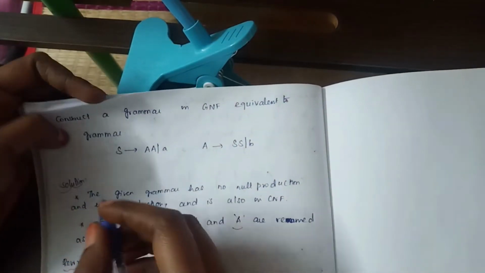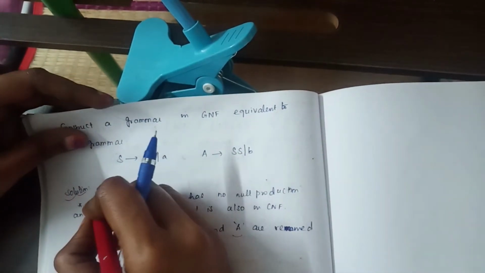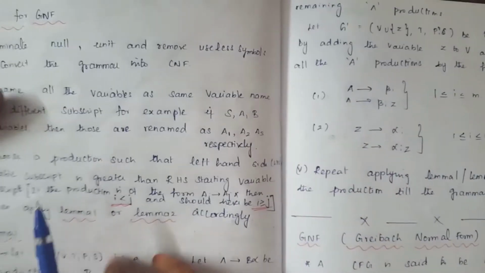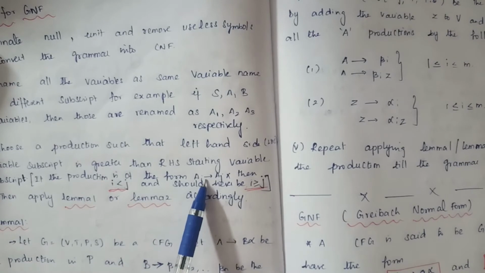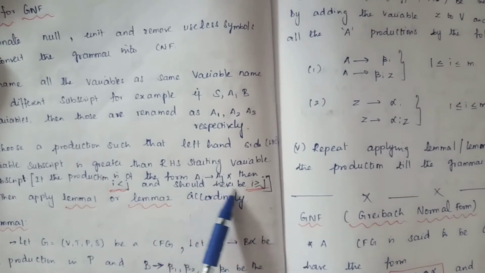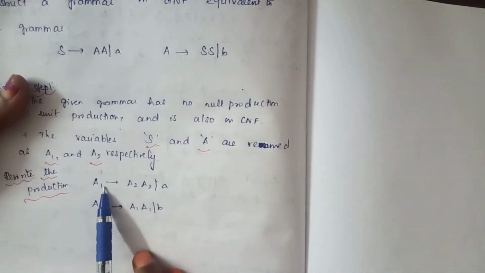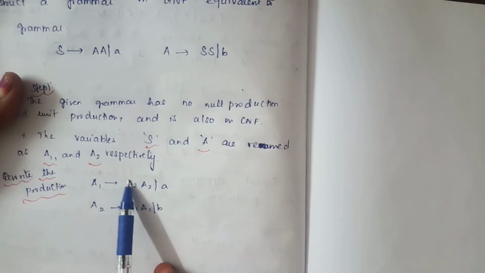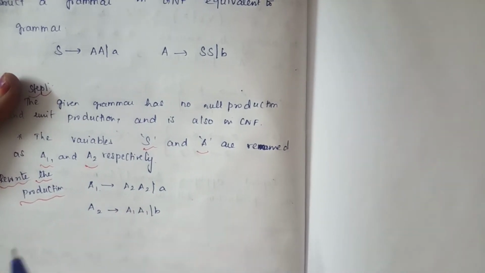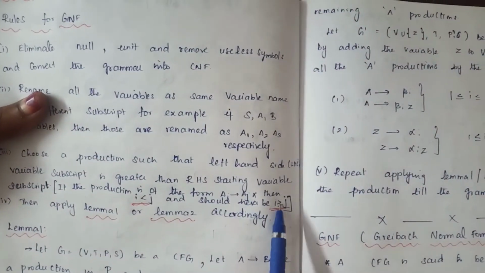So this is my step 1, right? After that, we have to apply lemma 1 and lemma 2 accordingly. See here, if the production is of the form Ai gives Aj X, then i should be less than j, and should never be i greater than or equal to j. So i is less than j, and it should never be i greater than or equal to j.